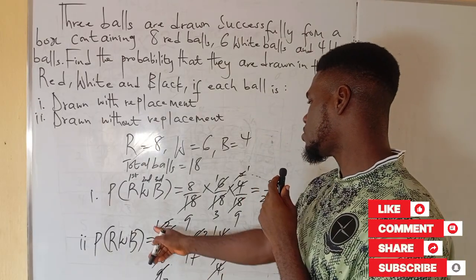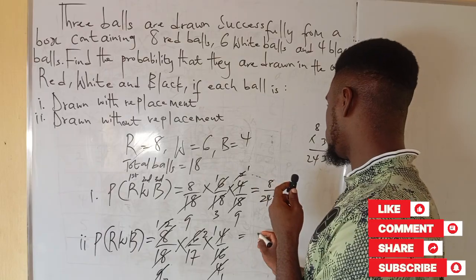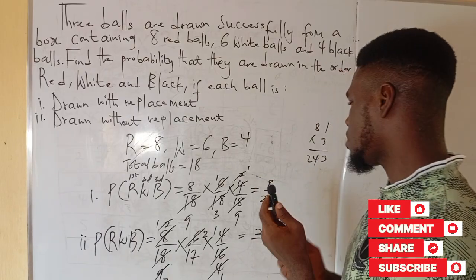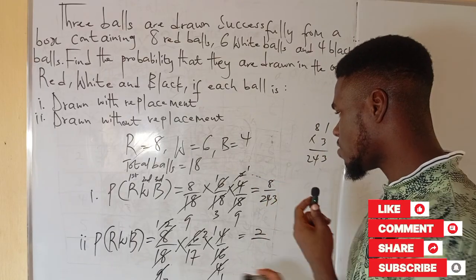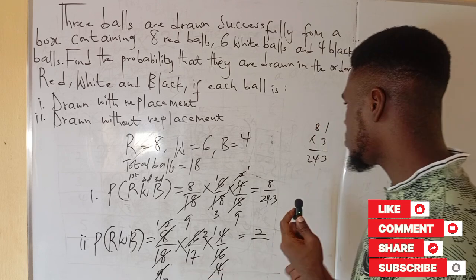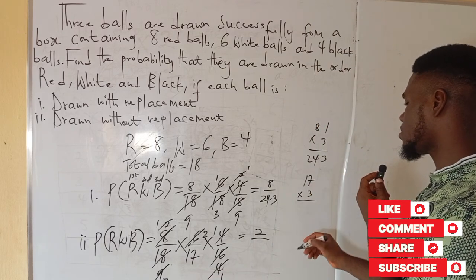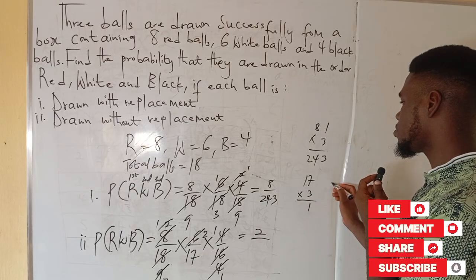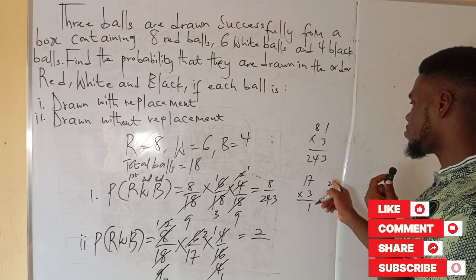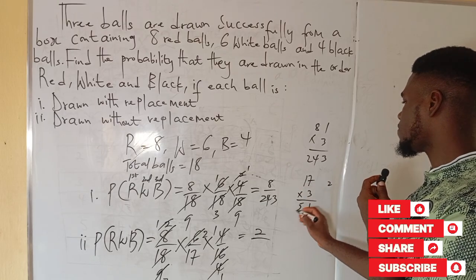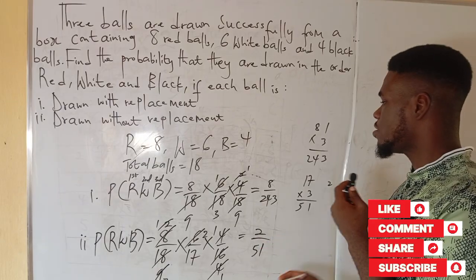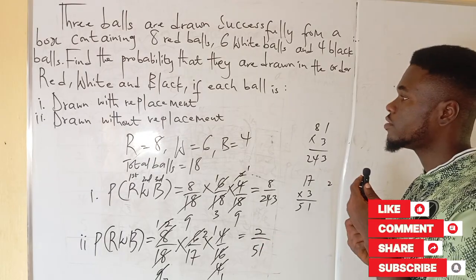So we multiply 1 times 2 times 1, which is 2. In our denominator, we only have 17 and 3 left. So we check 17 times 3. 3 times 7 is 21, 1 carry 2. 3 times 1 is 3, plus 2 is 5. So having 2 over 51, and that is the final answer.